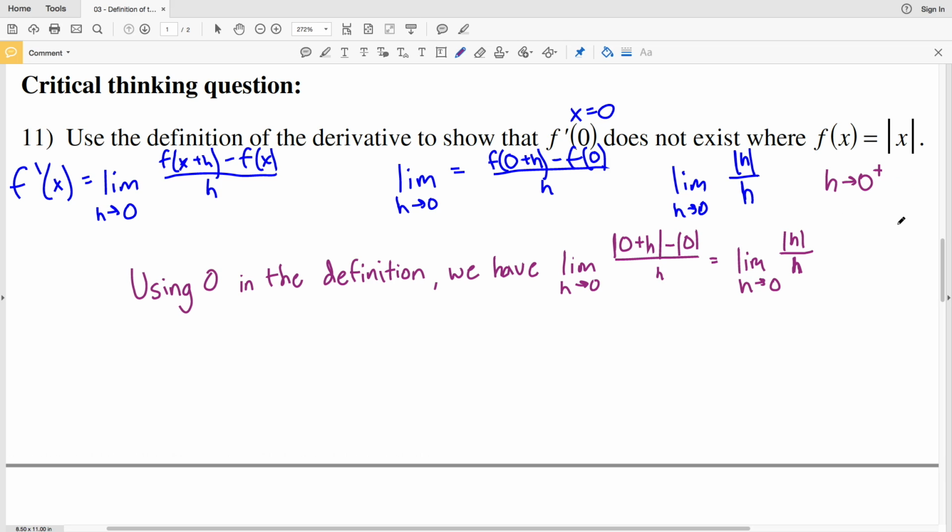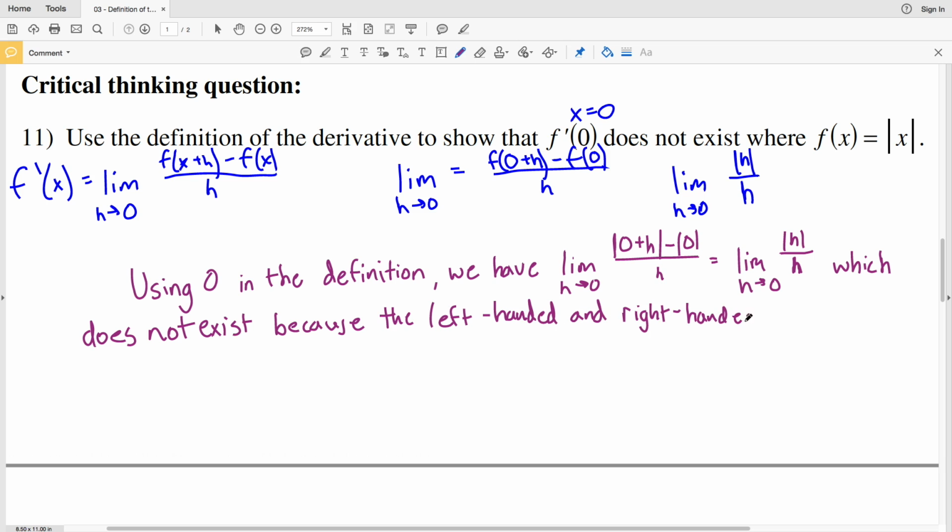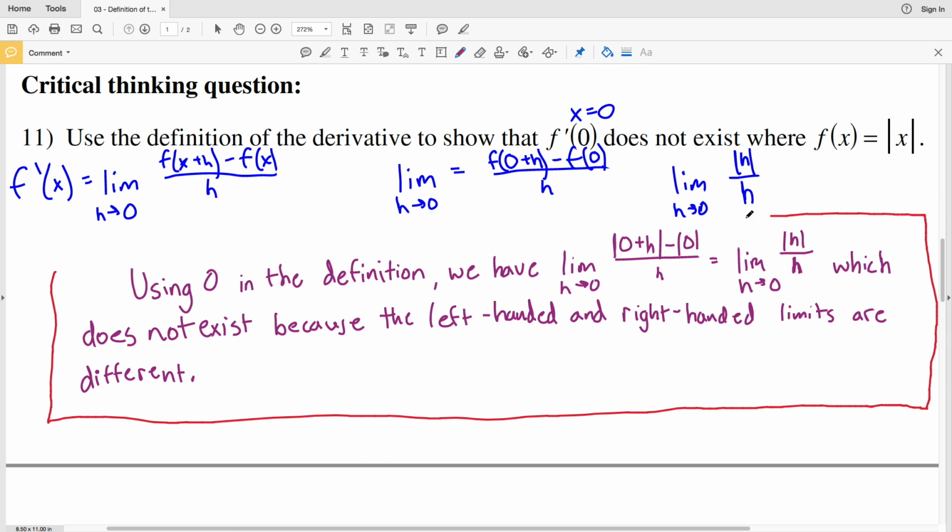So because 1 does not equal negative 1, the limit of the absolute value of h over h as h approaches 0 does not exist. So we have this limit, which does not exist. And that limit does not exist because the left-handed and right-handed limits are different. And that's the final solution on this worksheet.